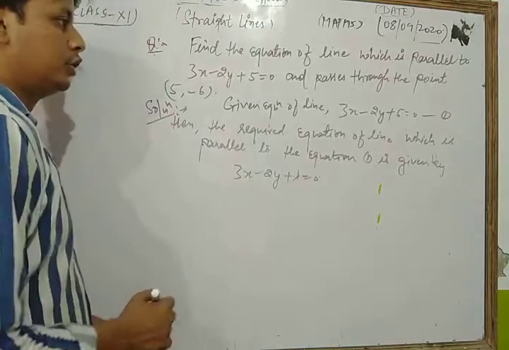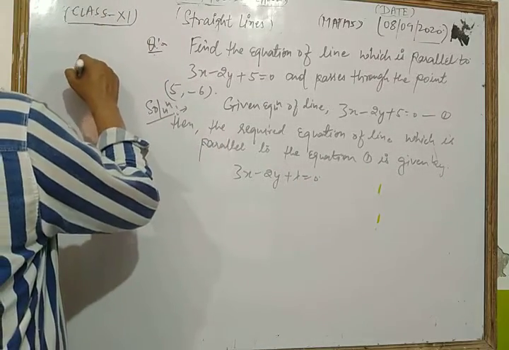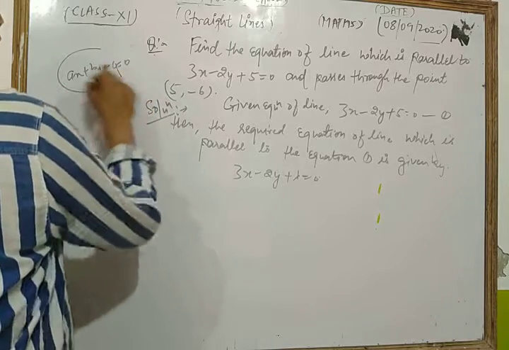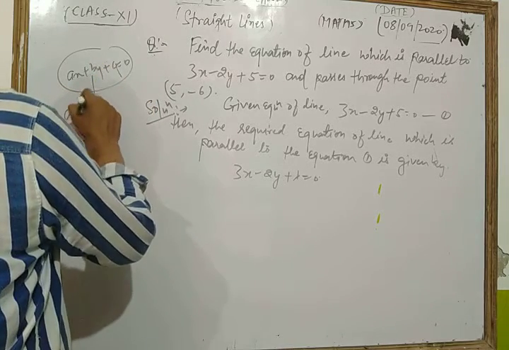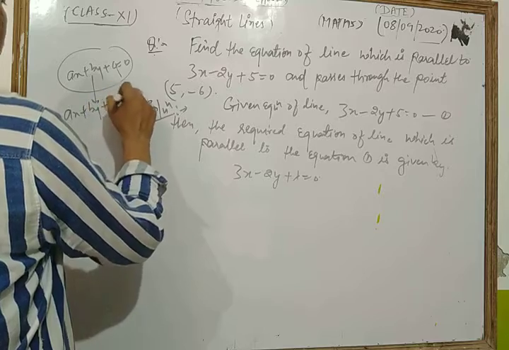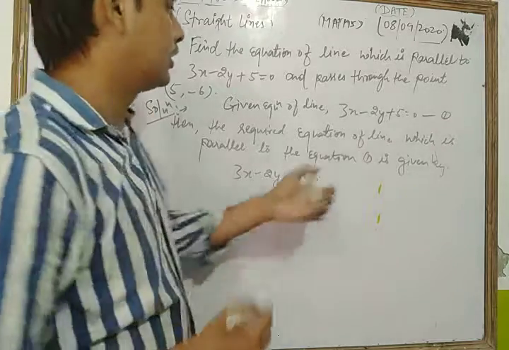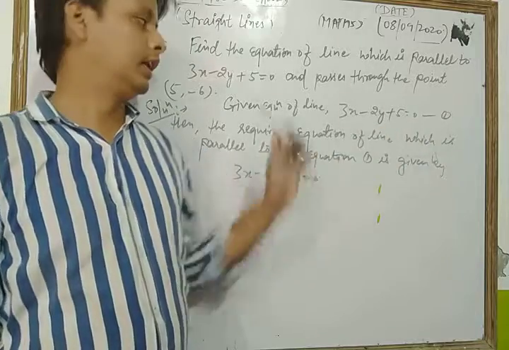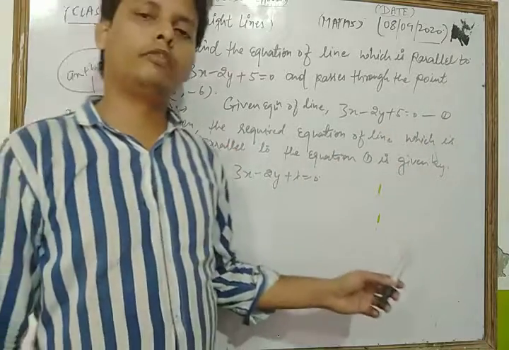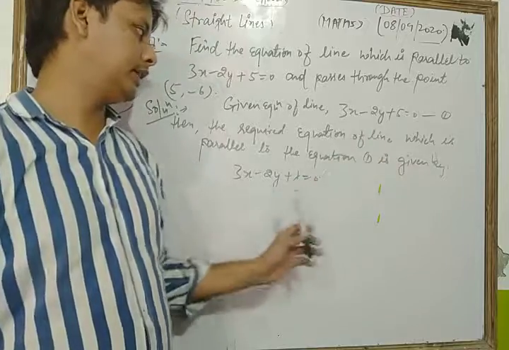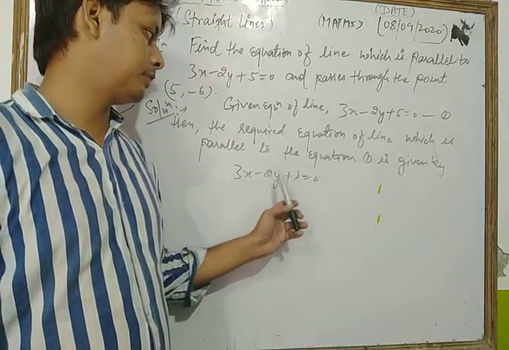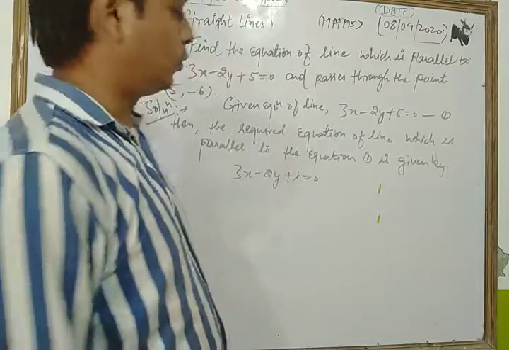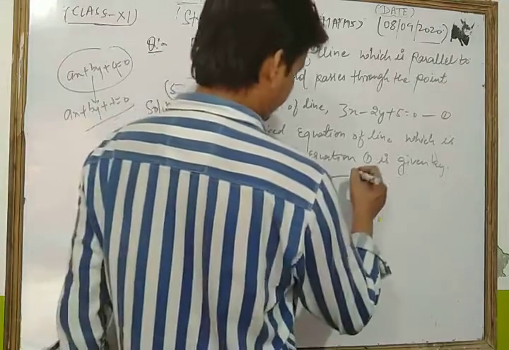Dear students, you know that if a given equation of line is ax plus by plus c is equal to 0, then the equation of line parallel to that line is ax plus by plus lambda is equal to 0. So here the given equation of line is 3x minus 2y plus 5 is equal to 0. Then the required equation of line which is parallel to the given line is given by 3x minus 2y plus lambda is equal to 0. Here lambda is some constant. Now take this as equation number 2.